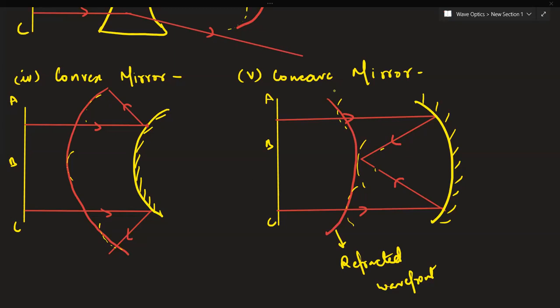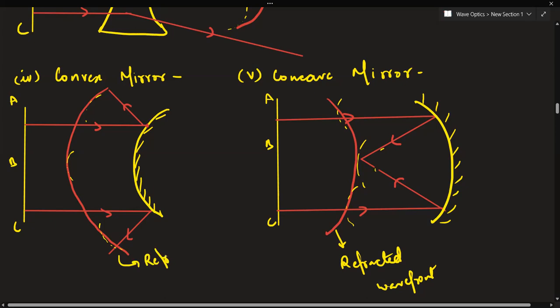Reflected. It is reflected because in the case of a mirror, it will be reflected. Teacher, you have written refracted. Did I say refracted? Yes, teacher. Okay, sorry. No, the wavefront will be refracted. Okay, you're asking me whether this will be refracted.